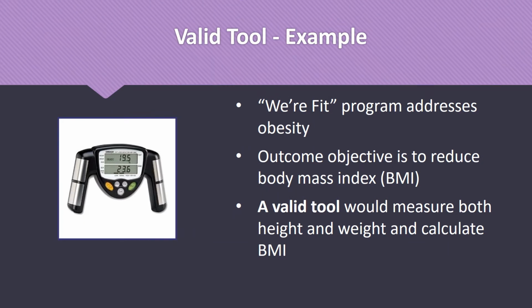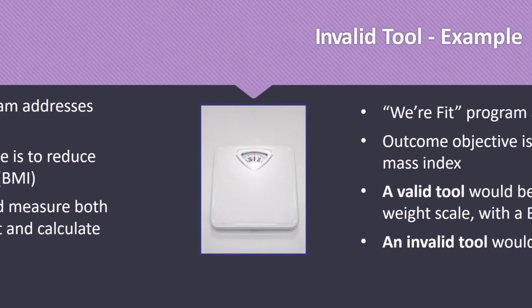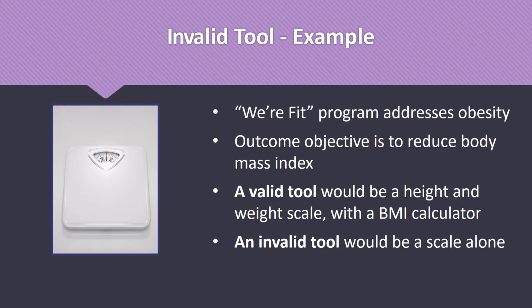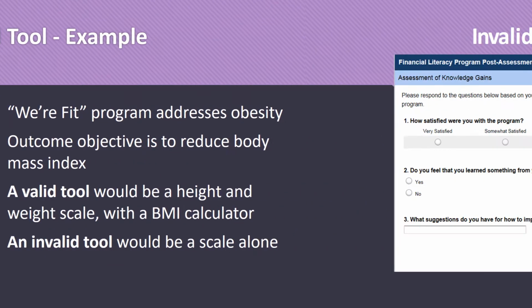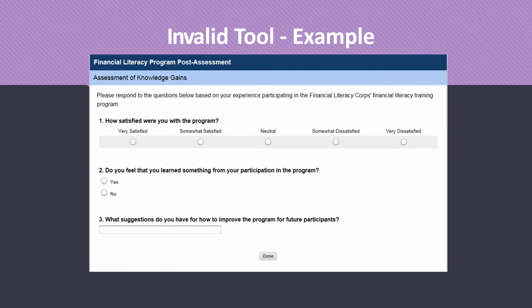The WRFIT program addresses the problem of obesity among local, low-income teens. One of its outcome objectives is to reduce body mass index among 200 participating teens by 20% over the course of a year. A valid tool for measuring progress towards this objective would be a height-weight scale with a BMI calculation.